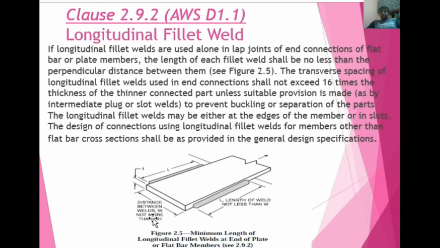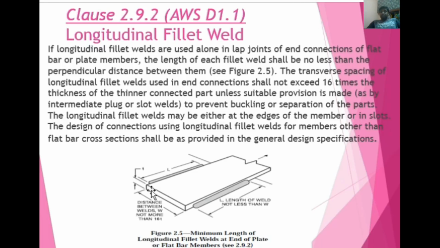You see, distance between welds W not more than 16 T. From the plate end to this plate, this width should not be more than 16 times the thickness. So this is one criterion. Another criterion is this length, the length of the fillet weld, not less than W.